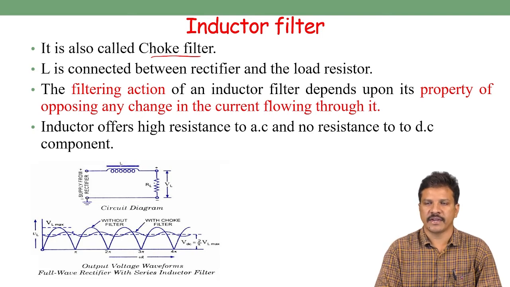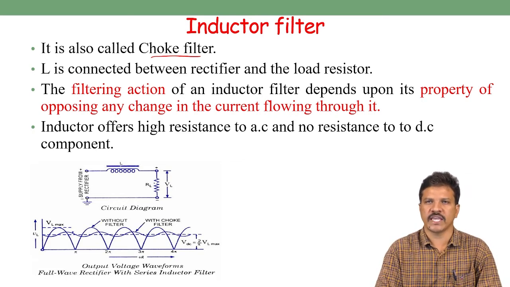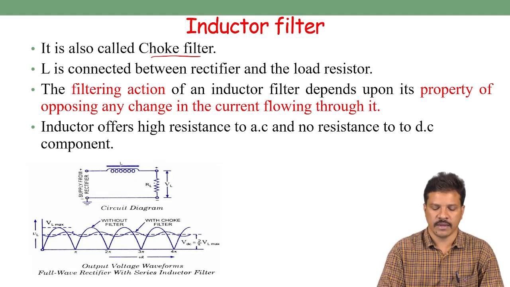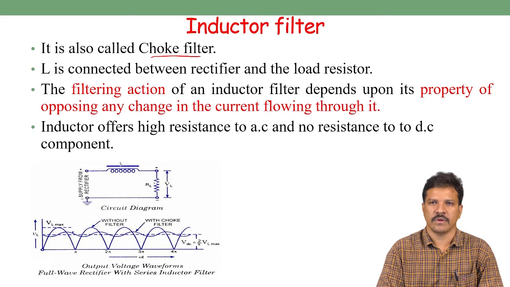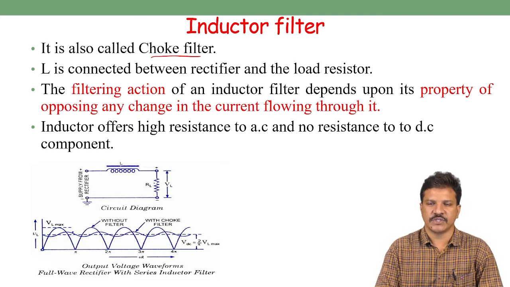The filter action of an inductor filter, as I said, depends on the property of an inductor. What is the property of an inductor? An inductor opposes any change in the current flowing through it, and allows a constant current to flow through it. So it opposes the AC or changing current coming from the rectified output, and allows the DC current coming from the rectified output. The inductor filter offers high resistance to the AC component and no resistance to the DC component.